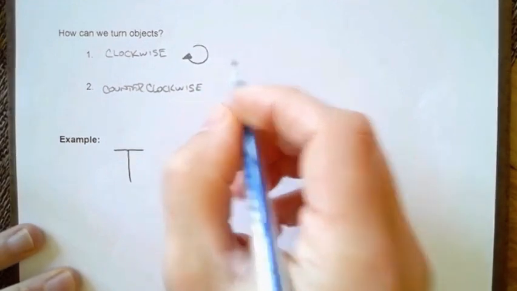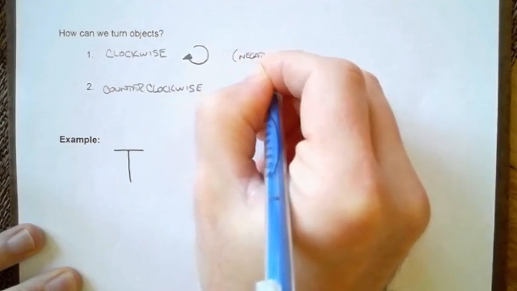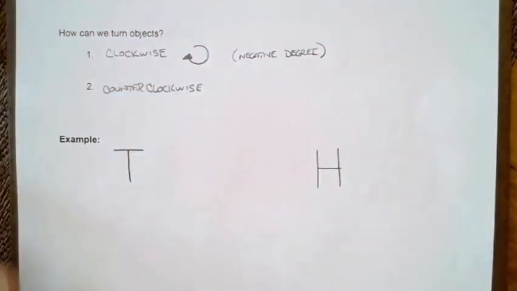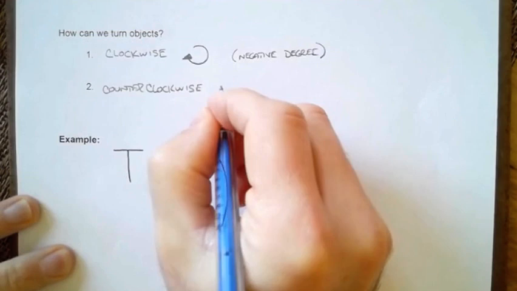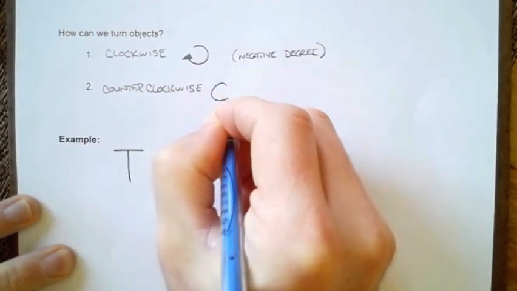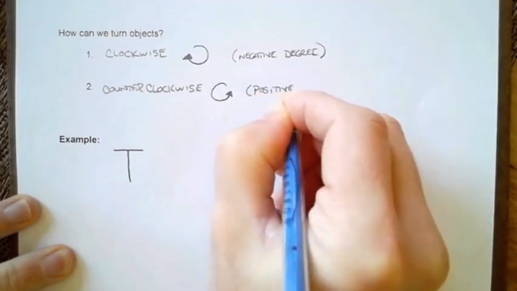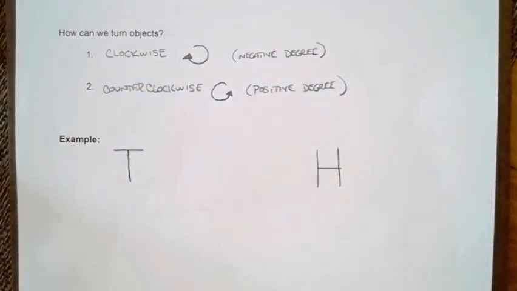For our purposes, a clockwise rotation will always have a negative degree associated to it. So if they want you to rotate something negative 90 degrees, that means it's going to rotate clockwise. A counterclockwise rotation, which is going to go in the opposite direction as the hands on the clock, so in this direction, will have a positive degree. So anytime they want you to rotate by a positive number of degrees, that shape is going to be moving counterclockwise.